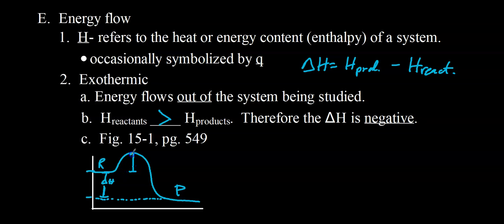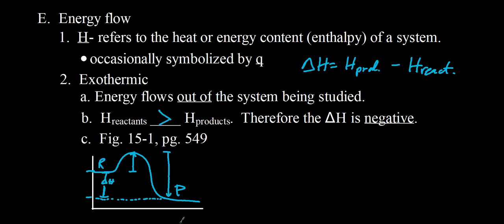From here to here, that is the total amount of energy that is required for the reaction to occur. I think there's a name for that, isn't there? The energy that is required for a reaction to occur. This is known as activation energy. And from here to here is the total amount of energy released by the reaction.